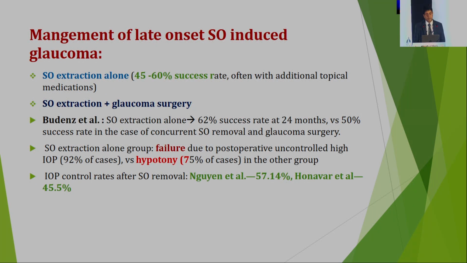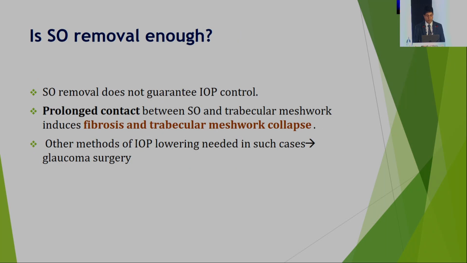So for management of late onset silicone oil induced glaucoma, silicone oil extraction can be done alone, and the success rate is around 45 to 60%. Some studies have combined silicone oil extraction with glaucoma surgery in the same sitting, but in those cases hypotony has been found to be a major cause of failure. So it is always better to do the silicone oil extraction first, give topical medications. If not controlled, then do a glaucoma surgery if needed.